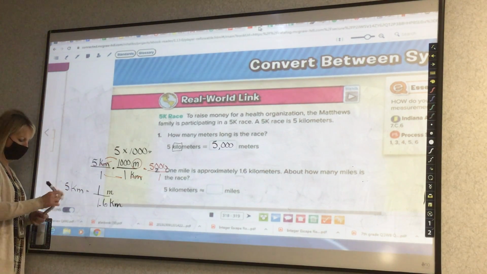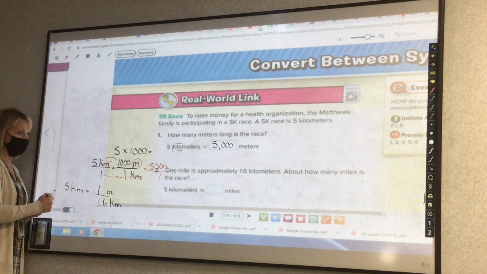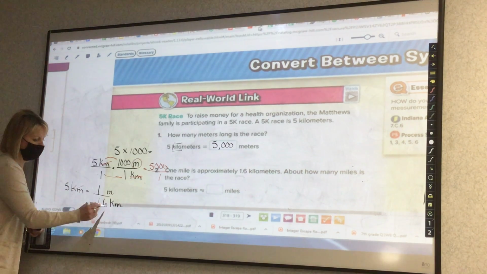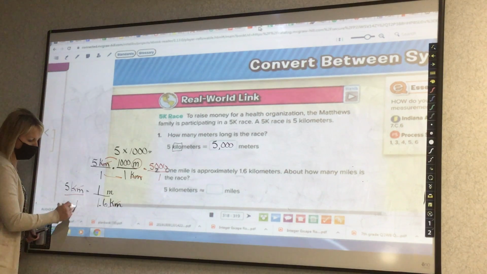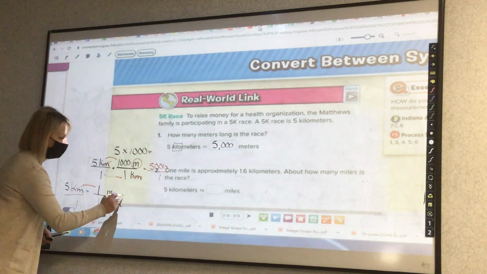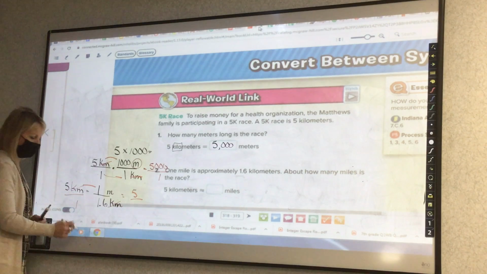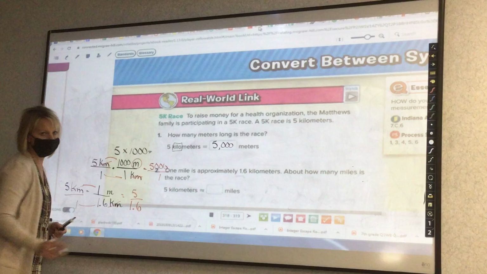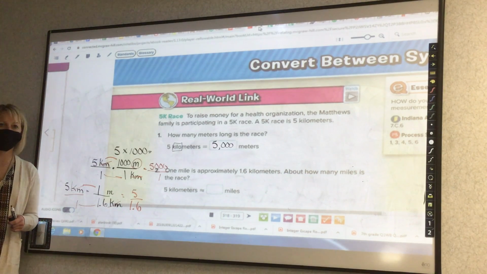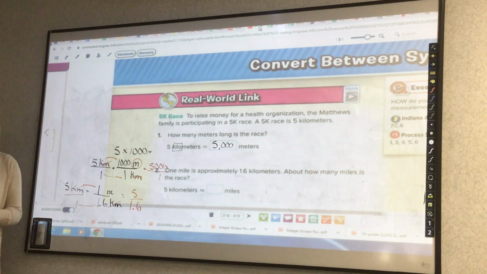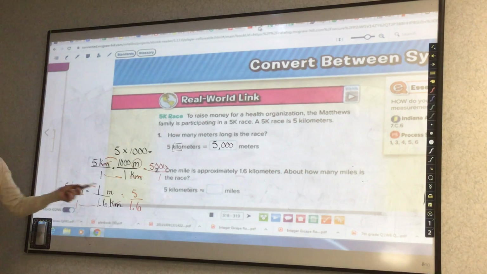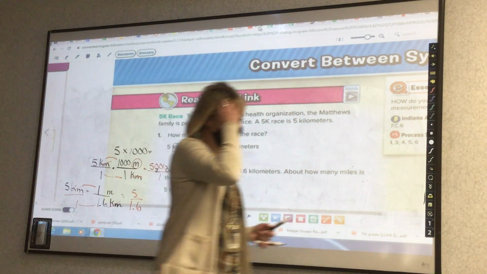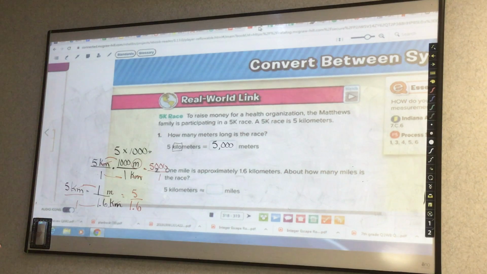Then I'm going to cross off my kilometers. And this is a fraction, so then I do 5 times 1 is 5. 1 times 1.6 is 1.6. So then I have 5 divided by 1.6. This is where your calculator is going to come in handy. So everybody get out your calculator. Then I want you to put that in your calculator and tell me what the answer is.